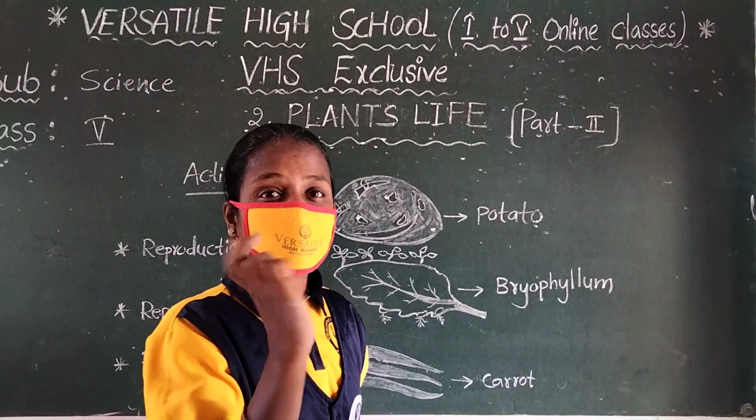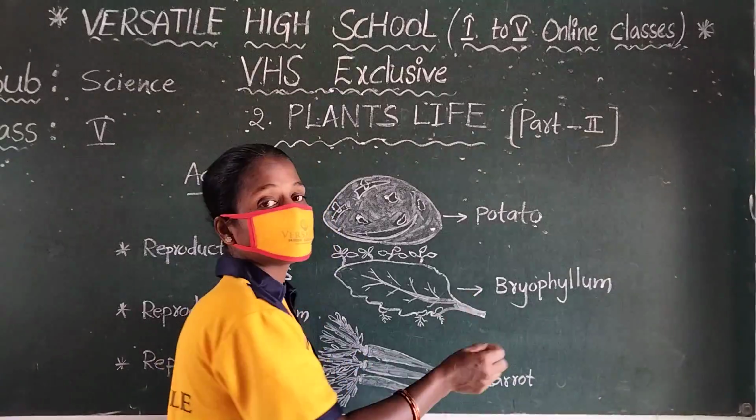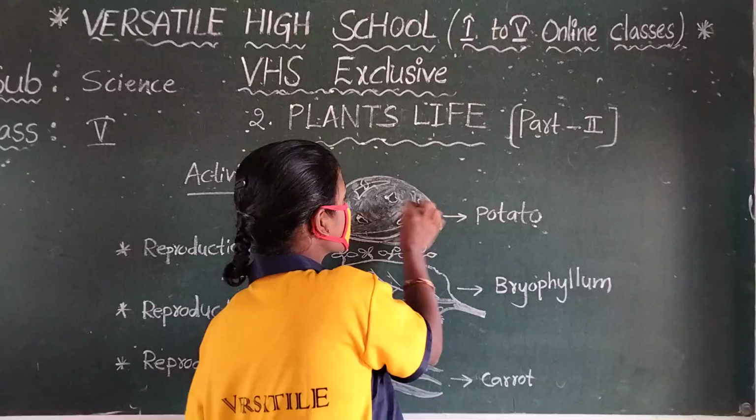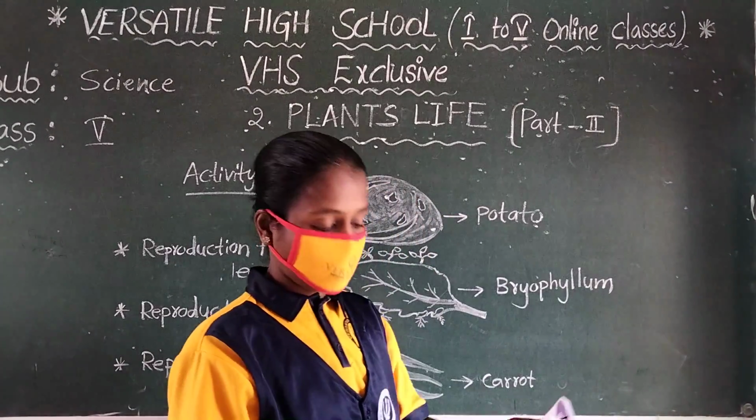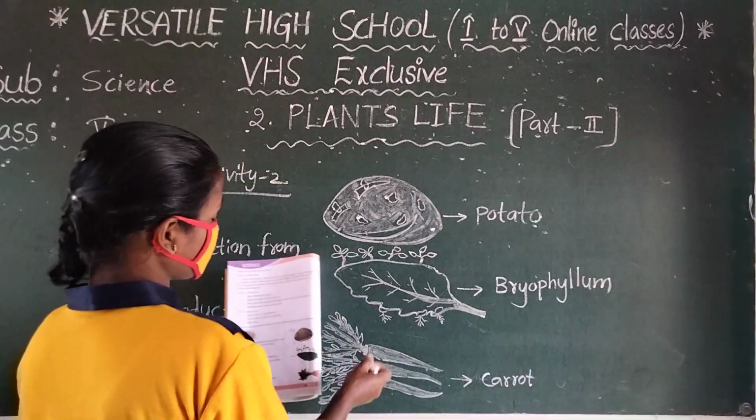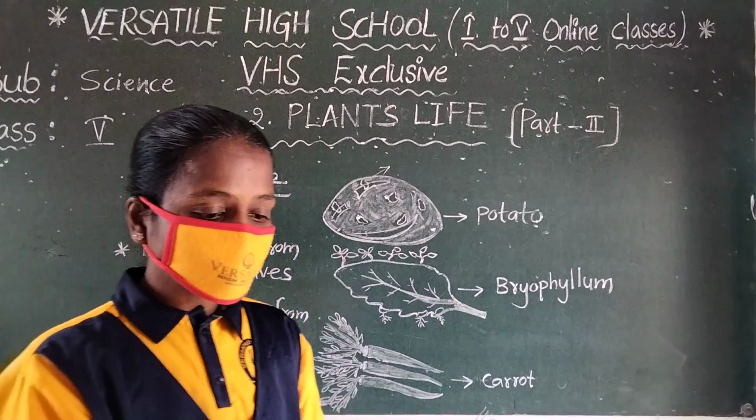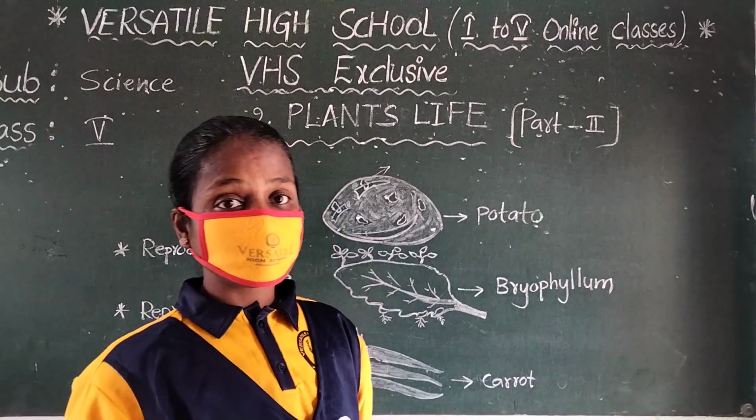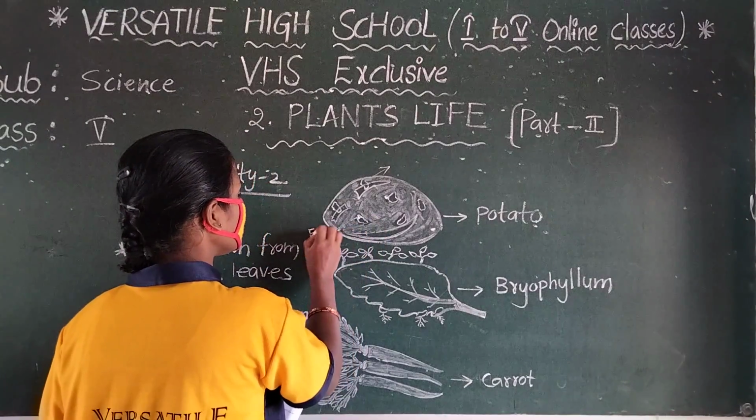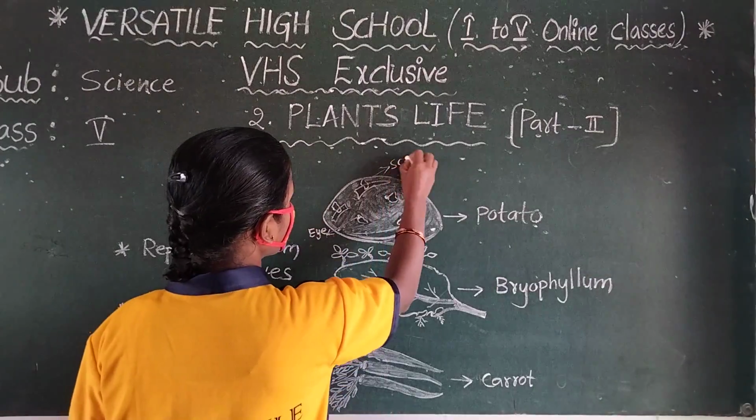If you keep the potato at home for 1 or 2 days, after 3 days you will observe some small scales on it. That is called scales. Observe, children: this is the scale of a leaf. And there are some small buds also. This is called an eye. What is that? Eye. And scale of leaf.